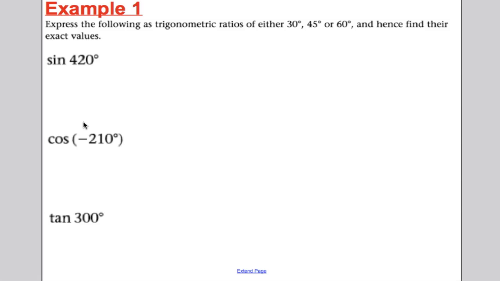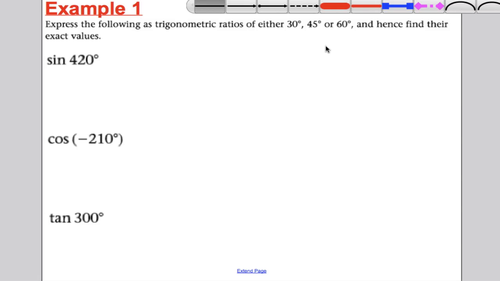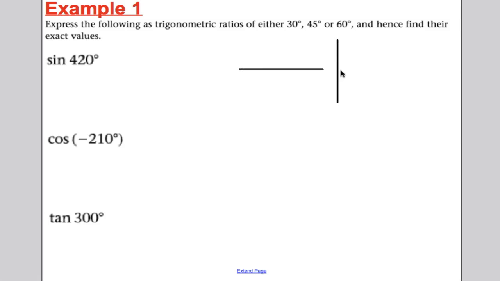This is a typical question from Core 2. Express the following trigonometric ratios as trigonometric ratios of either 30 degrees, 45 degrees, or 60 degrees, and express their exact values. Now, you're going to use graphs for this. I'm always going to use graphs in order to answer any trigonometric question pretty much.